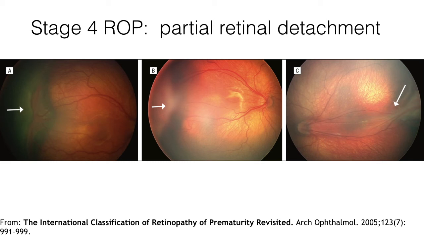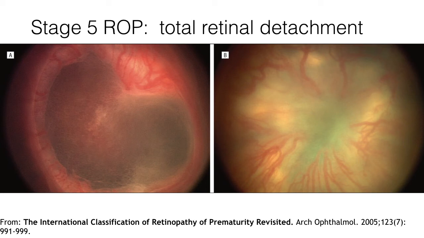Here are photos of Stage 4 ROP, shown by the white arrows, where the abnormal retinal blood vessels have caused the retina to be pulled away or detached from the wall of the eye, known as a retinal detachment. Despite accurate diagnosis and timely treatment, the ROP sometimes continues to worsen and the retina can detach. In Stage 4 ROP, only part of the retina is detached from the eye wall.